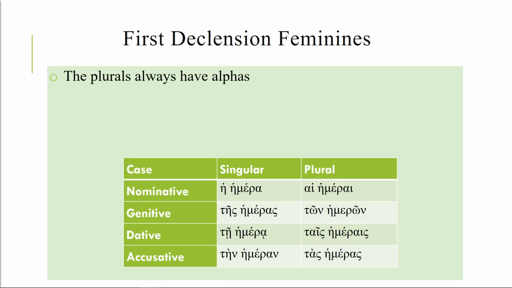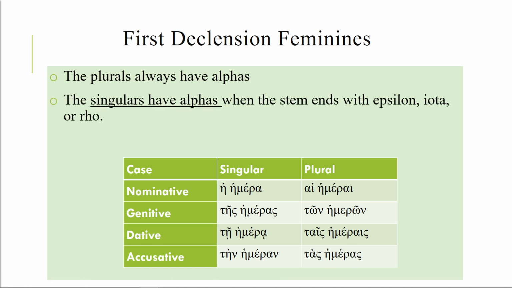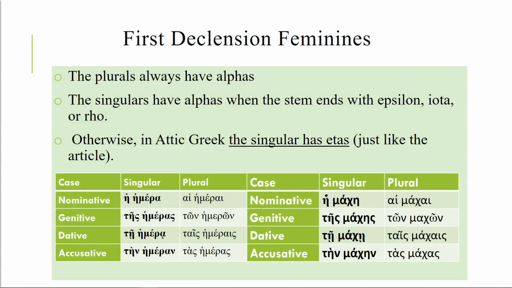In the first declension, most are feminines, and the plurals always have the same alphas as the endings of the article. Hai hemerai, the word hemera, a day, ai hemerai, ton hemeron, and notice the genitive plural is the same on all the genders, and it's always long. Tais hemerais, and tas hemeras. But the singular has alphas instead of etas. The singulars have alphas only when the stem ends with epsilon, iota, or rho. Otherwise, the singular has etas just like the article.